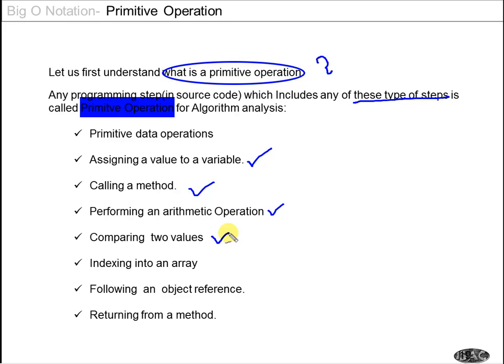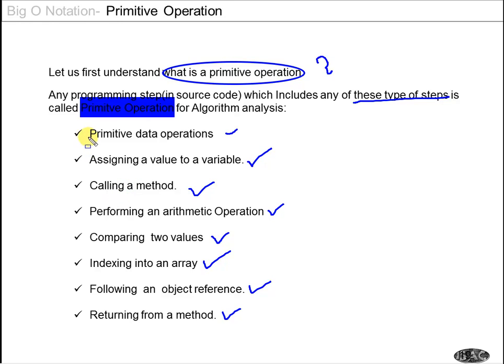Indexing into an array, whenever you put a data object into an array, that is also called a primitive operation. Following an object reference, when you are assigning a reference to another object, that is called one primitive operation. Returning from a method is also called a primitive operation. So these are the various operations called primitive operations.